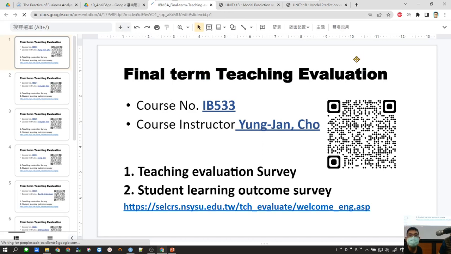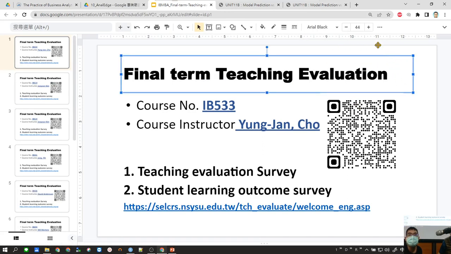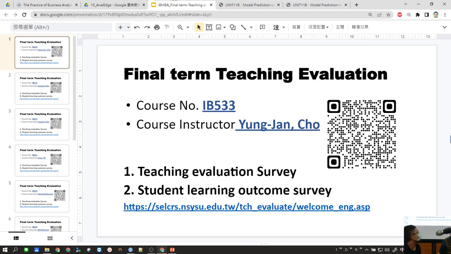And there are 2 surveys on this QR code. It includes the teaching evaluation, and the second one is the learning outcome. You have to make sure that you fill out these 2 surveys.